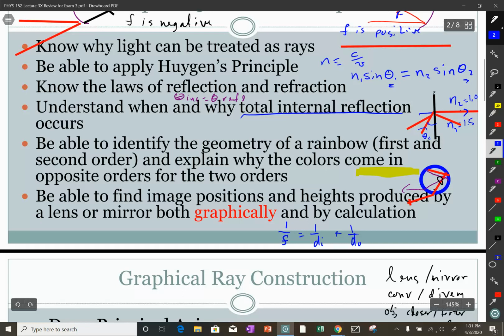So this works for both lenses and mirrors. For a mirror, focal length is equal to the radius of curvature over 2, where converging is positive and diverging is negative. For a lens, we actually have a lens maker's equation, which we didn't go over, so you won't be using geometry to calculate the focal length of a lens, other than to know that if it is thicker at the center, then it's converging. If it's thinner at the center, then it's diverging.